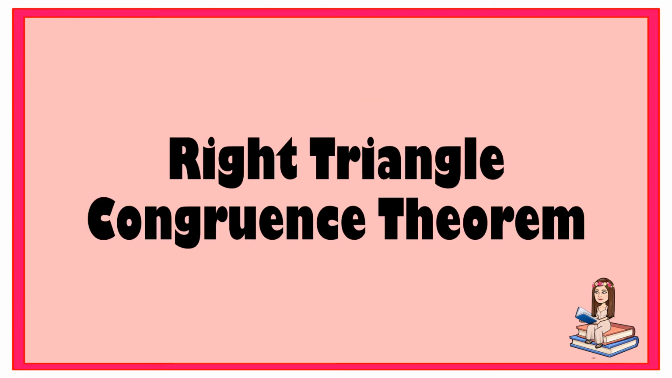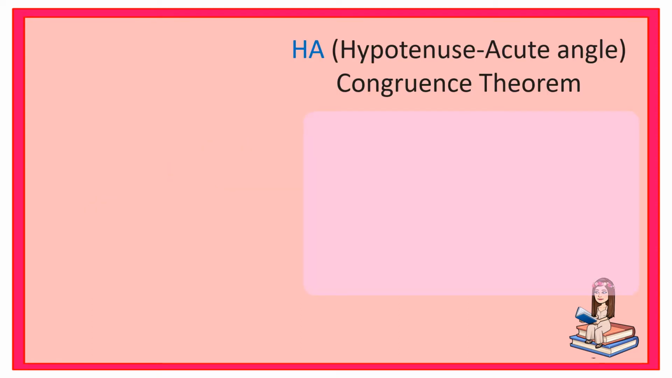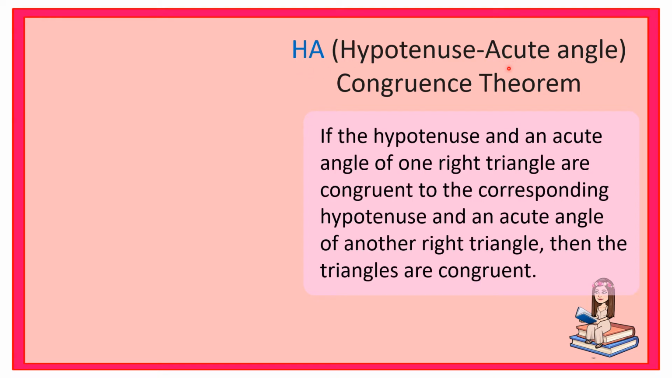So let's start first with right triangle congruence theorems. These are the theorems that we can use if the two triangles are right triangles. Okay, so let's have the first one. We have the so-called HA, or hypotenuse-acute angle congruence theorem. H for hypotenuse, A for acute angle. Okay, what does it say? If the hypotenuse and an acute angle of one triangle are congruent to the corresponding hypotenuse and an acute angle of another triangle, then the triangles are congruent.